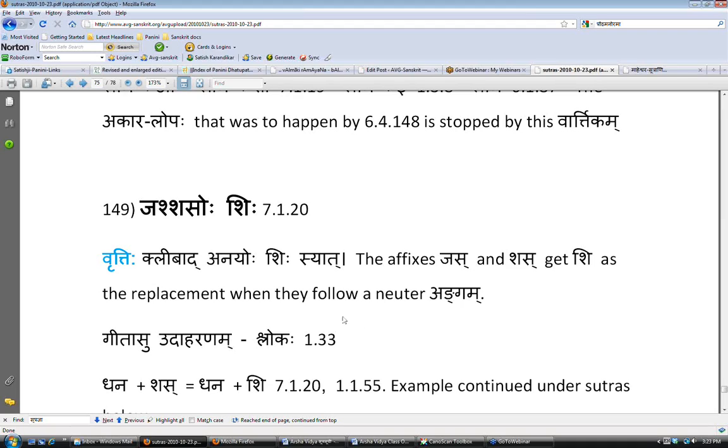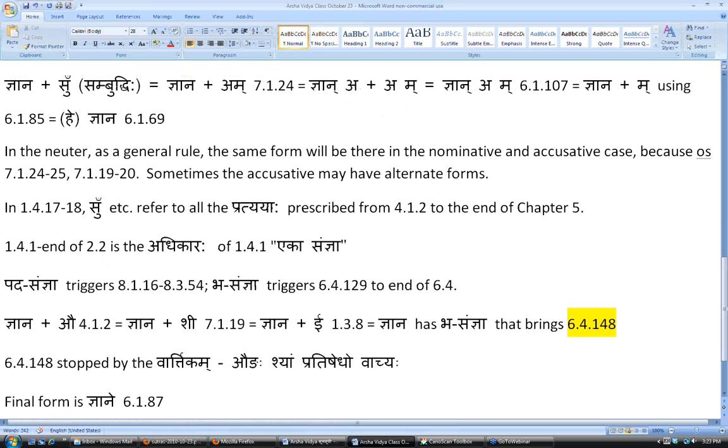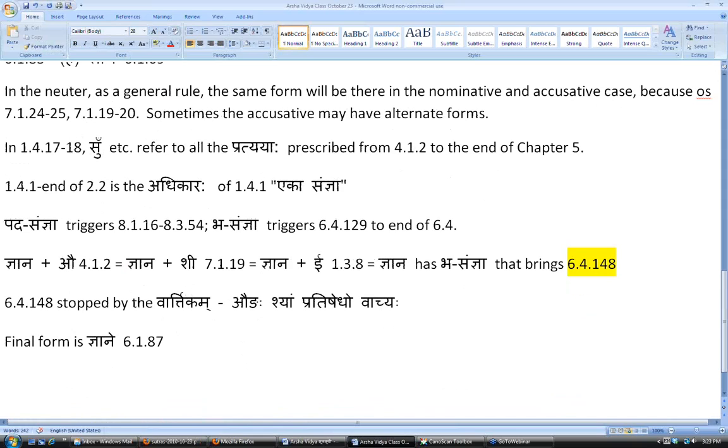So when we do jnana plus jas or jnana plus shas, again we just put jas because it's going to be the same form. This is another reason why the prathama and dvitiya rupani samanani bhavanti, they are the same. So let's put jnana plus jas or jnana plus shas. That is, of course, by 4.1.2 as usual.